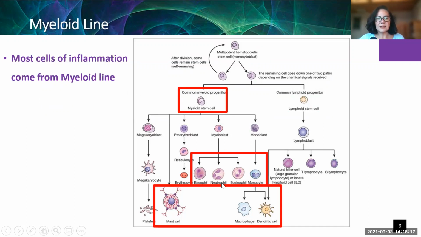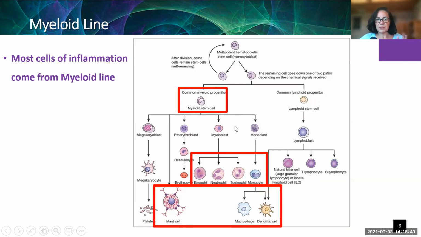So we have the myeloid line, and most of the cells of inflammation, that innate defense, mostly come from this myeloid line. It's the 4 of the 5 white blood cells that you know and love: the basophils, neutrophils, eosinophils, and monocytes. And then there are some cells that are stationed in the tissues. You've probably heard of these before: the mast cells, macrophages, and dendritic cells.